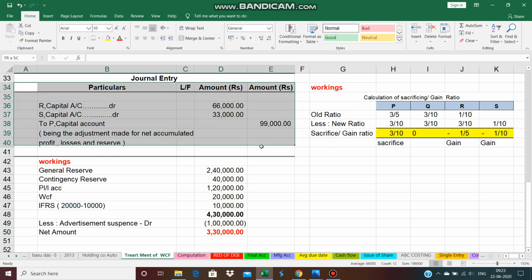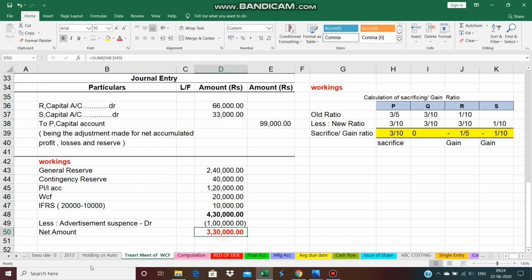So the main thing is this, the journal entry you have to pass. Net adjustment is 3,30,000. This is the workings. First you have to find out the consolidated or net amount, and that net amount will be shared between these partners as sacrifice or gain. So first of all you have to find out the sacrifice or gain ratio. The gaining partner will be debited, always remember, and the sacrificing partner is credited.